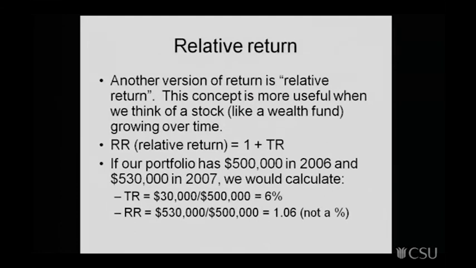There's another relatively simple concept called the relative return. This isn't used that much. The relative return is just 1 plus the total return. Your total return is going to be a percentage, like we saw before, 22.7%. The relative return is going to be a number, 1.227 in that case, not expressed as a percentage, just expressed as a ratio. So if the example here is that we had a $30,000 return on a $50,000 portfolio, then we calculate our total return as 60%, and we calculate our relative return as 1.6. It's not a percentage, just a number.